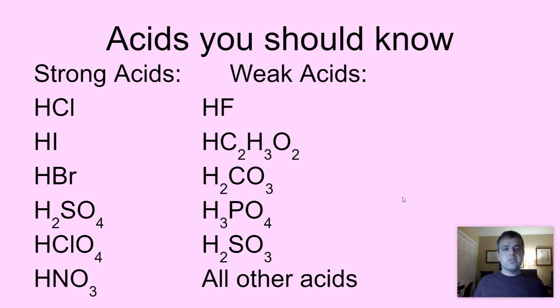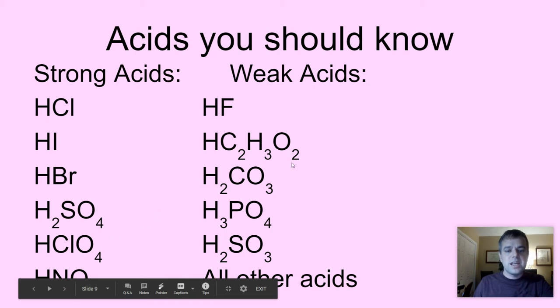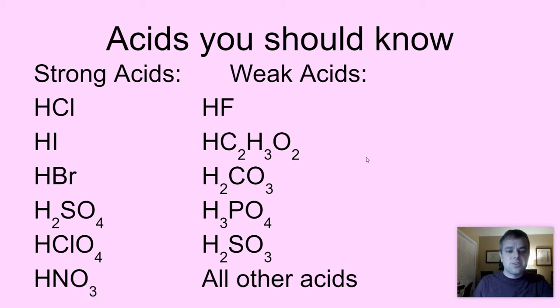Now, there's a list of some acids that you should know. Really, we've talked about these before at the beginning of the school year. There's the strong acids you need to know: hydrochloric acid, hydroiodic acid, hydrobromic acid, sulfuric acid, perchloric acid, and nitric acid. Those are the strong acids. If it's not one of those six, it's a weak acid.